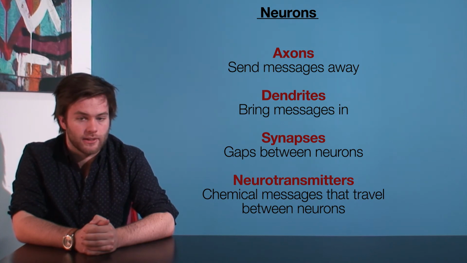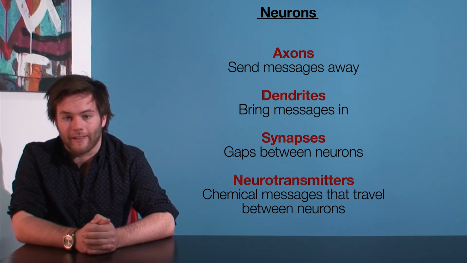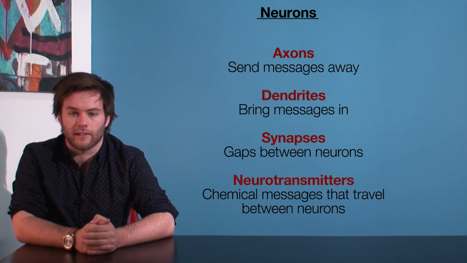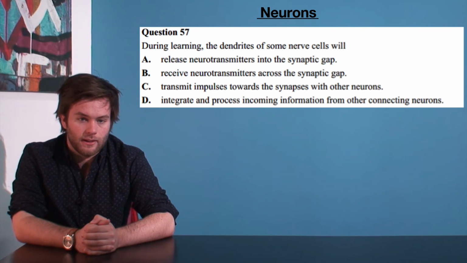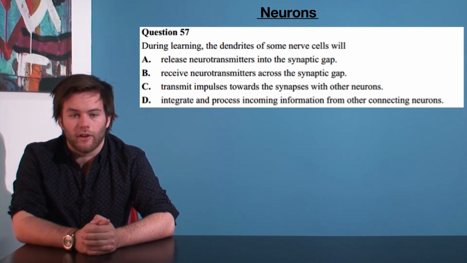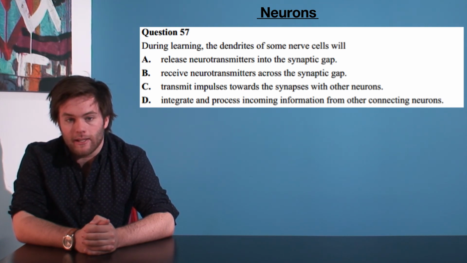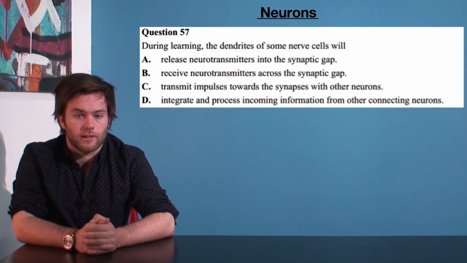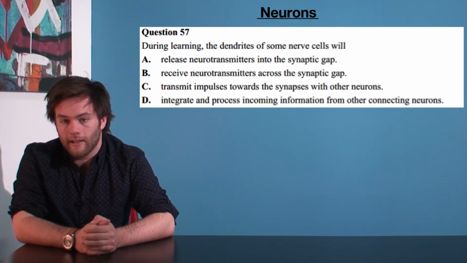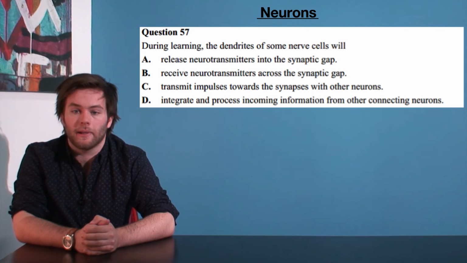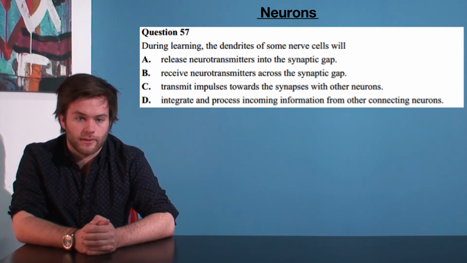How might you be tested on this then? You could get a question like this from the 2013 VCAA exam, where your knowledge of the function of a part of the neuron is tested. The question asks, during learning, the dendrites of some nerve cells will A. release neurotransmitters into the synaptic gap, B. receive neurotransmitters across the synaptic gap, C. transmit impulses towards the synapses with other neurons, or D. integrate and process incoming information from other connecting neurons.